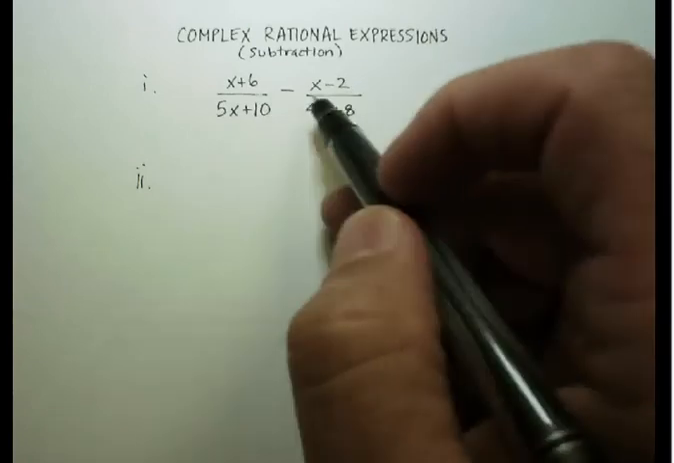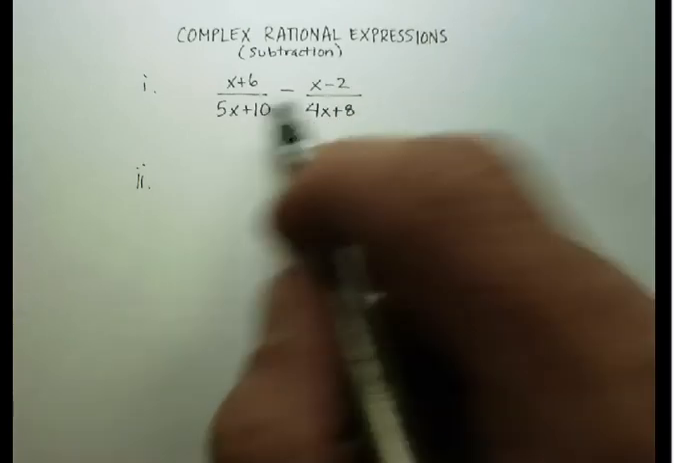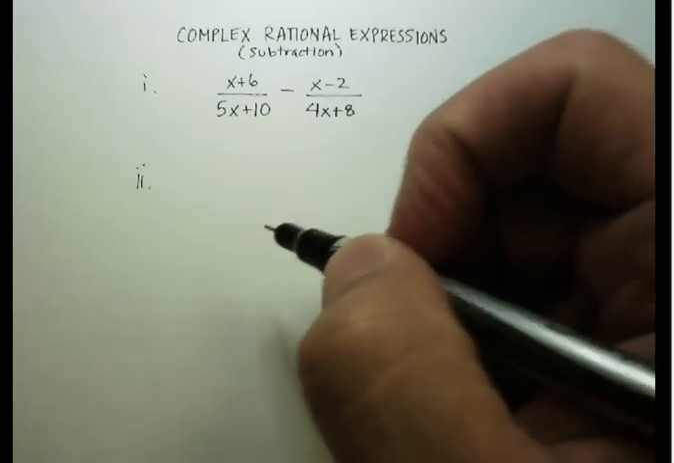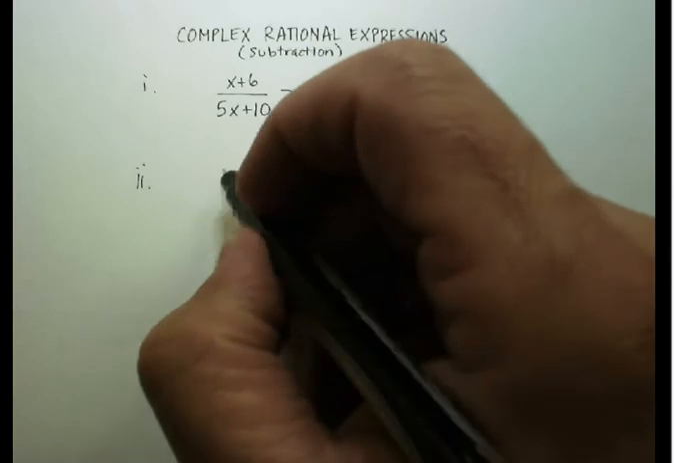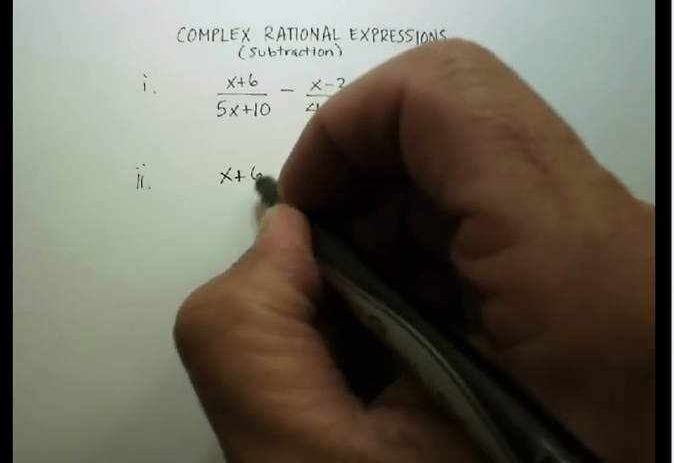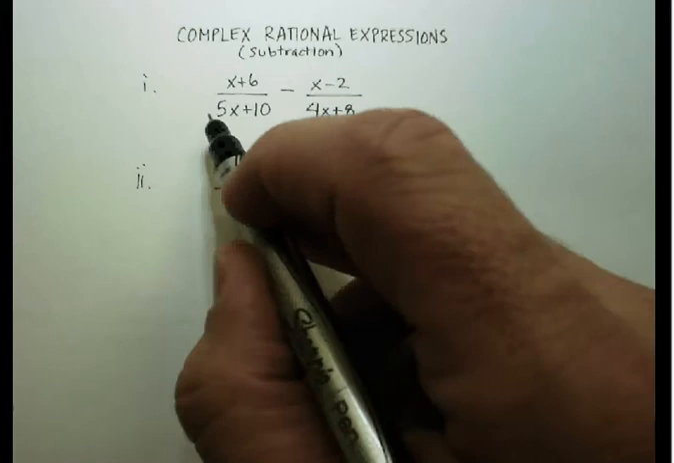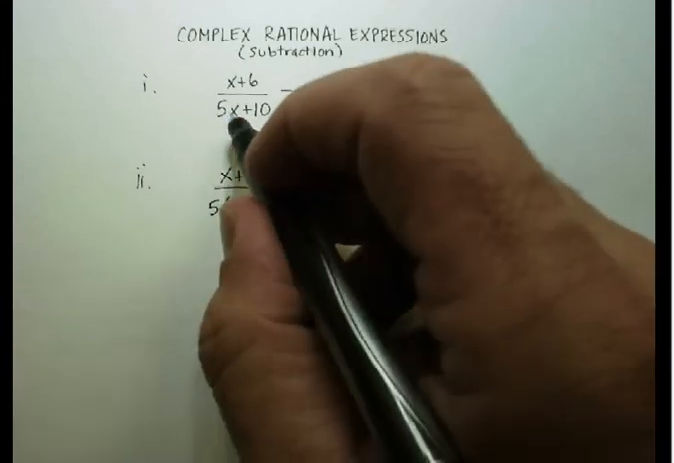When I'm adding or subtracting fractions, I have to have the denominators the same, right? So I'm going to compare these two denominators and figure out how I can make them the same. The first thing I need to do is factor them. I look at this binomial and see that what's common between those two numbers is the 5. So let me take out the 5, and I'm left with x plus 2.